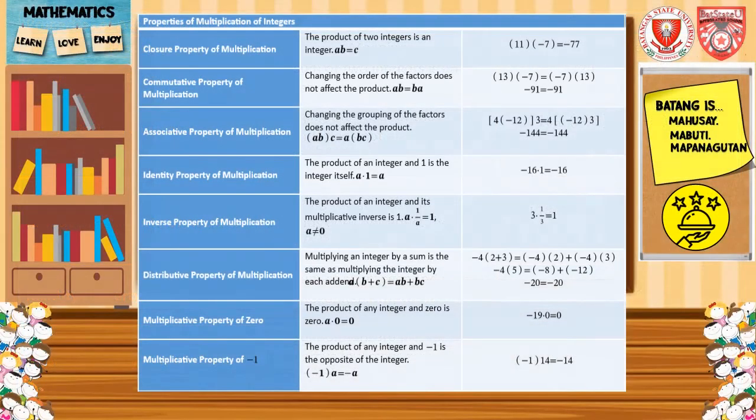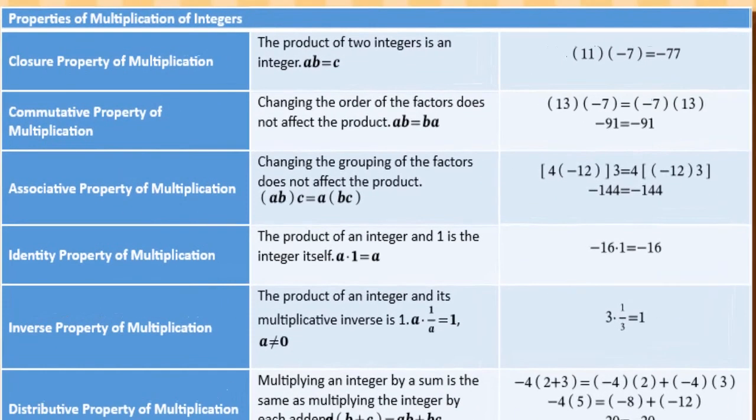Here are the properties of multiplication of integers. Closure property of multiplication. The product of two integers is an integer. A times B is equal to C. Commutative property of multiplication. Changing the order of the factors does not affect the product. A times B is equal to B times A. Associative property of multiplication. Changing the grouping of the factors does not affect the product. The product of A times B, times C, is equal to A times the product of B times C.